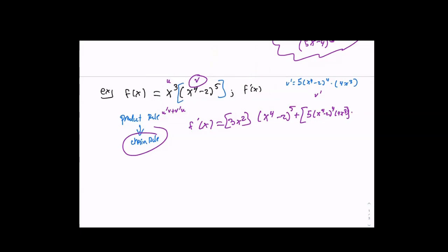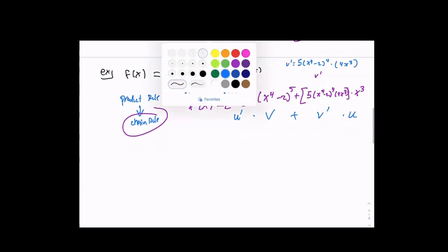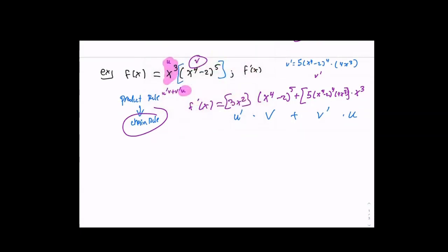Know your formula. All we're missing is this: x times x to the power 3? Yeah, that's it. X cubed. So here's my u prime times v, plus v prime, that big old ugly thing for v prime, times u. And that is my answer. That's good enough for us.